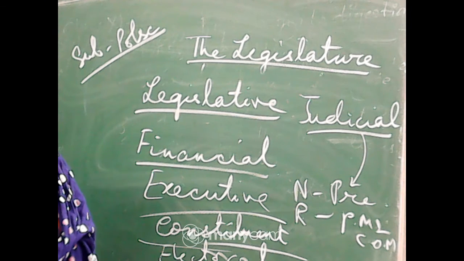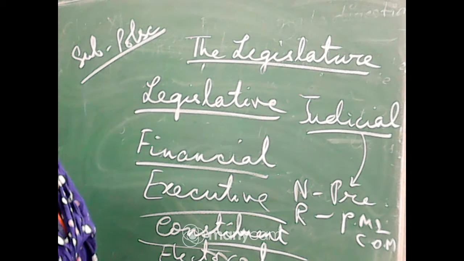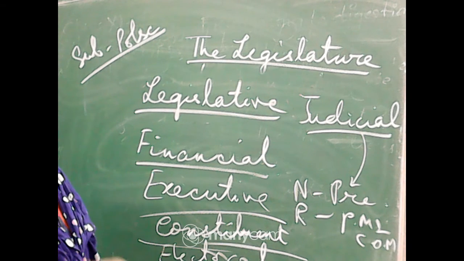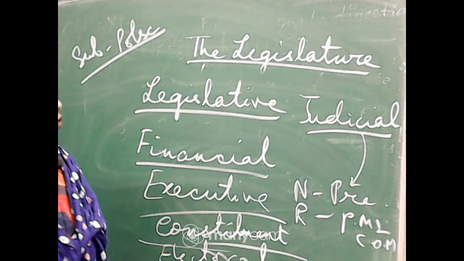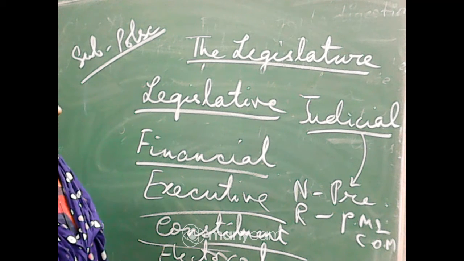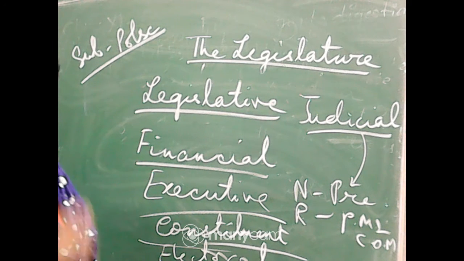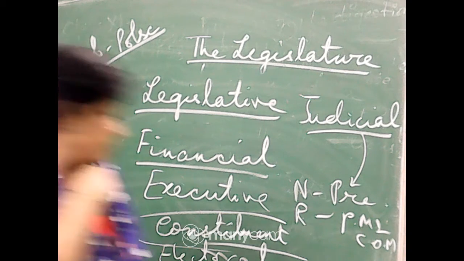So the first organ we have completed, that is the legislature, which was chapter 5, and now I will come back to chapter 4, that is the executive, which is actually the second organ of the government. Okay, thank you very much to all of you.